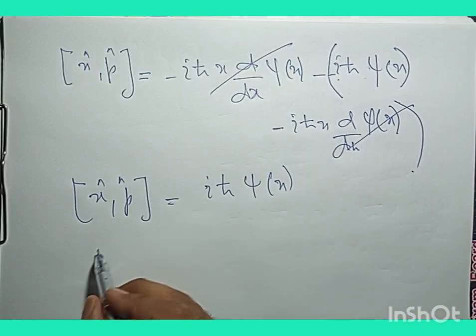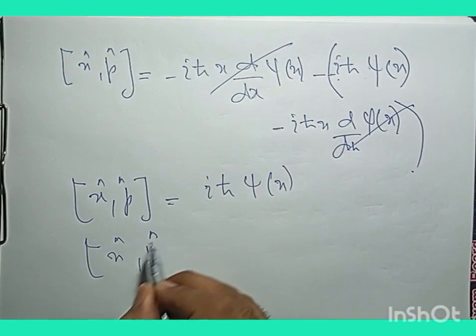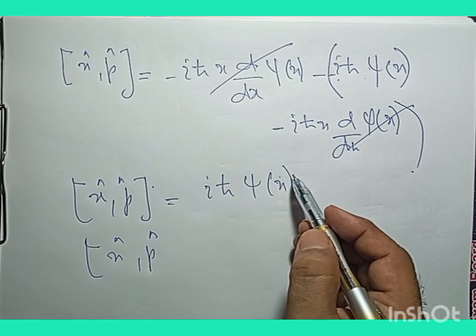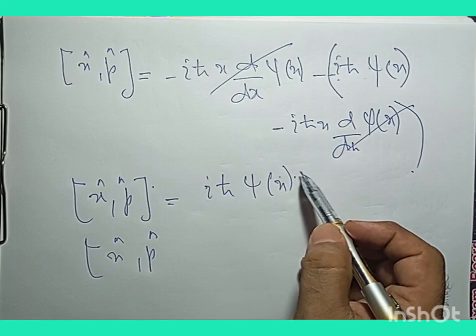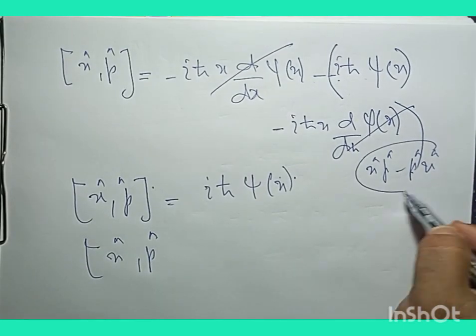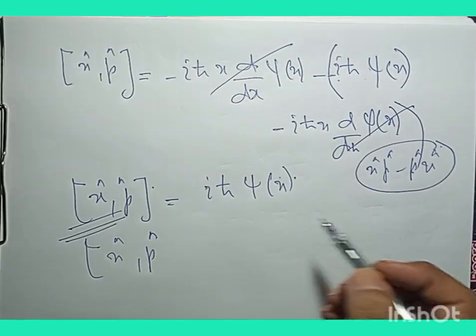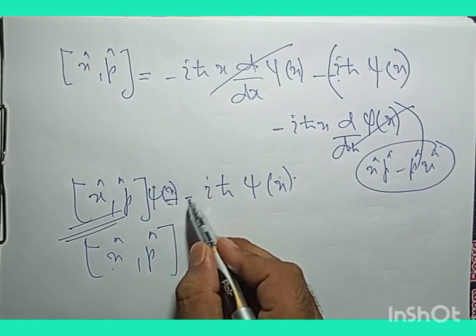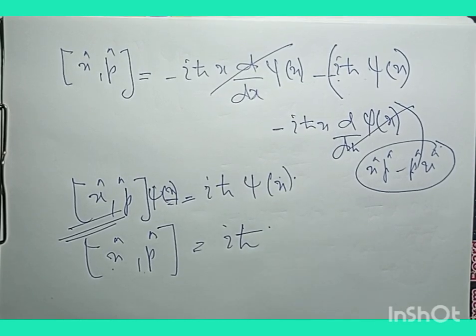And we can write down the commutation as x cap p cap. So here I have acted upon psi of x, and if I have acted upon psi of x by x cap p cap minus p cap x cap, what is this? This is the commutation. So I have acted this commutation on psi of x. So the commutation between x and px is simply iħ. What we have obtained is that the commutation between x and px is simply iħ.